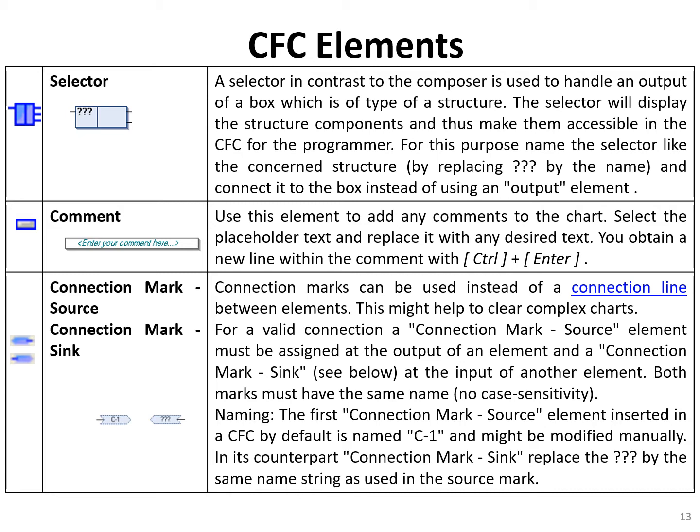For a valid connection, a connection mark source element must be assigned at the output of an element and a connection mark sink at the input of another element. Both marks must have the same name, no case sensitivity. Naming the first connection mark source element inserted in a CFC by default is named C1 and might be modified manually. In its counterpart, connection mark sink, replace the three question marks by the same name string as used in the source mark. So basically they should have the same name.